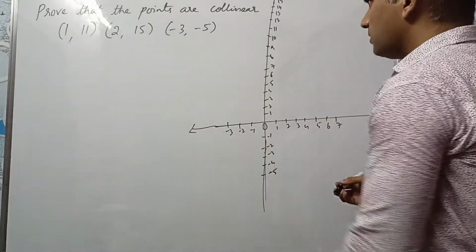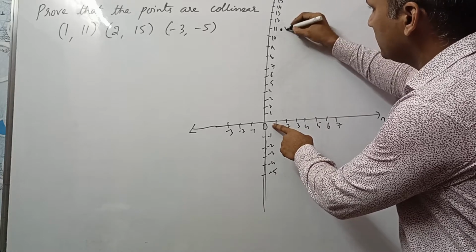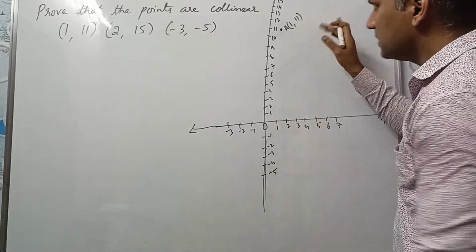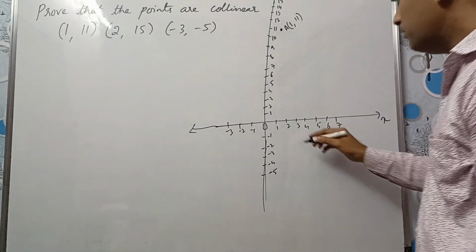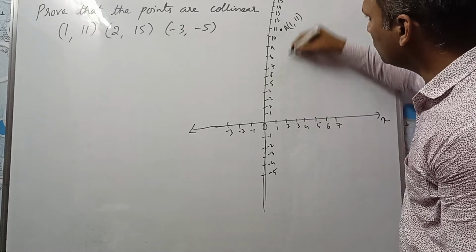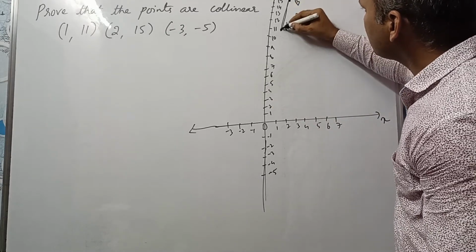Okay, plot this (1, 11). X is 1, Y is 11. So the point will be here. This is A, (1, 11). I hope you are able to see this. I am writing a little smaller. B is (2, 15). B will be here, 2 and 15. This is B. So see, these 2 points, right?